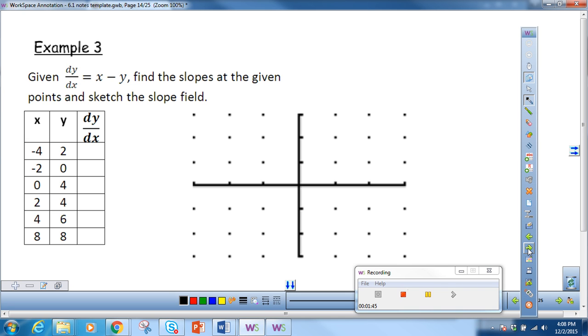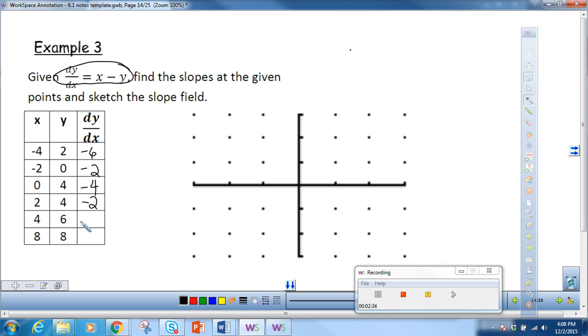So the way we would do this, we're given dy/dx equals x minus y. So I'm going to set up an x, y table with dy/dx. When x is -4 and y is 2, I get -4 minus 2, which is -6. And notice I just grabbed some random values of x and y here. When x is -2 and y is 0, I get -2. When x is 0 and y is 4, I get -4. When x is 2 and y is 4, I get -2.